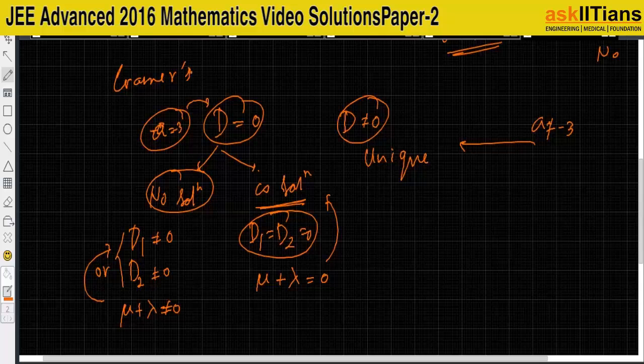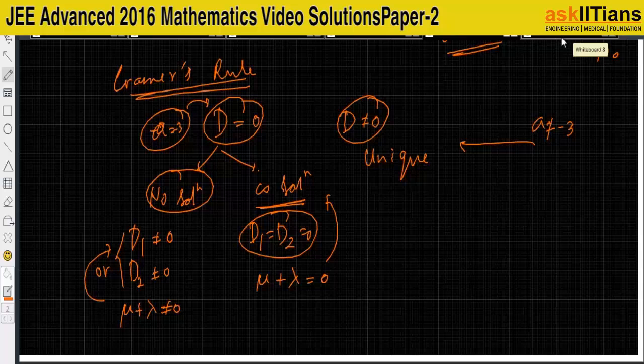This is from Cramer's rule, which we study in determinants. This was a very easy question. All of you must solve this question, because I think most of the students might have solved this question.